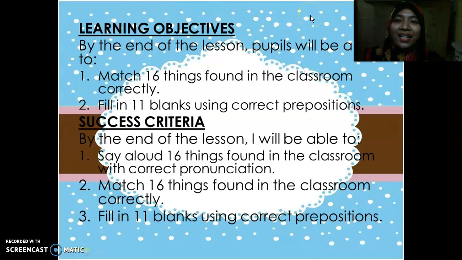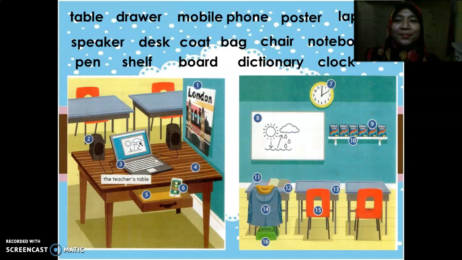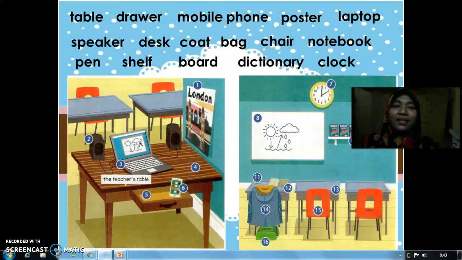These are the learning objectives and success criteria for today. Things in the classroom. Before we begin the activity, let us learn the pronunciation of the words first. You must be able to pronounce the words correctly. Are you ready?